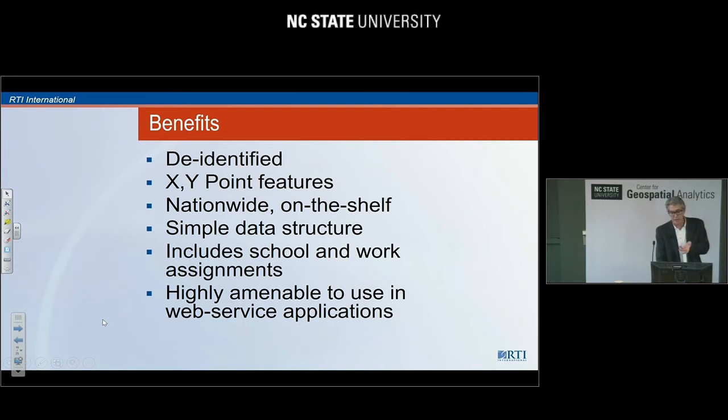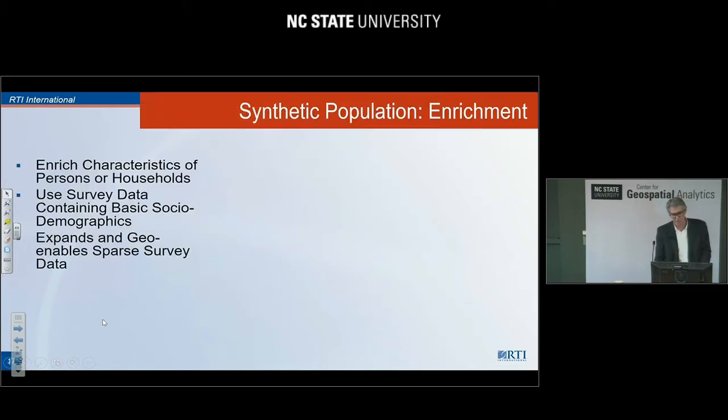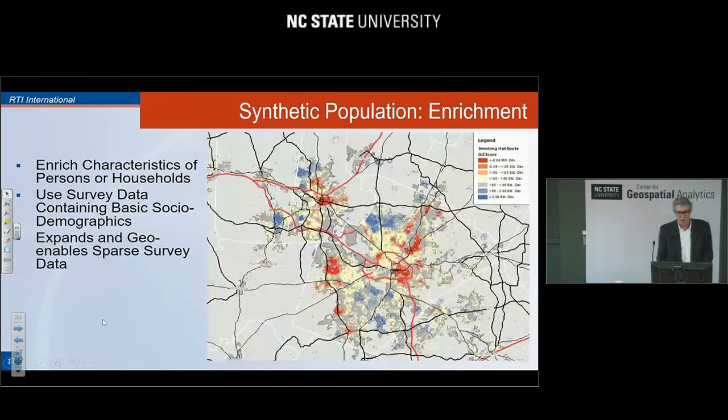And then they're highly amenable to web service applications because they're in a geospatial database. They're dots. Again, you can do this really nifty, fast stuff as web services. All right, so enrichment. We want to enrich the characteristics of persons or households, and we can do that based on other survey data, so other data sets.